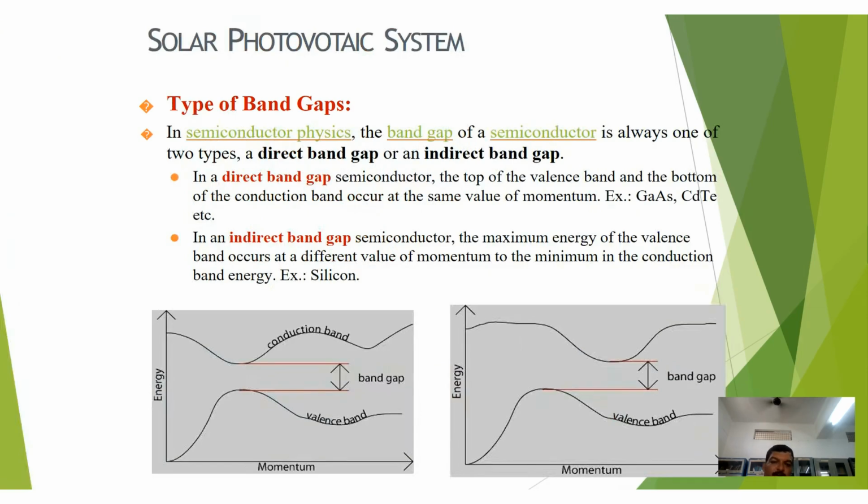So the types of band gaps are direct band gap and indirect band gap. Direct band gap means the top of the valence band and the bottom of the conduction band occur at the same value of momentum. Whereas indirect band gap means the maximum energy of the valence band occurs at a different value of momentum to the minimum energy in the conduction band. An example is silicon.